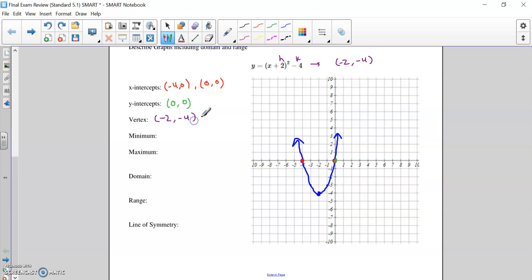All right. Now, our minimum is the lowest point on the graph, and for us, that happens to be the vertex. So that's also going to be negative 2, negative 4. Now the maximum is the highest point on the graph. So for that, we have to look at how high this graph will ever go. For us, this graph will actually go on and on forever and ever in the upwards direction towards infinity, and so there actually is no maximum. So we will write DNE for it does not exist.